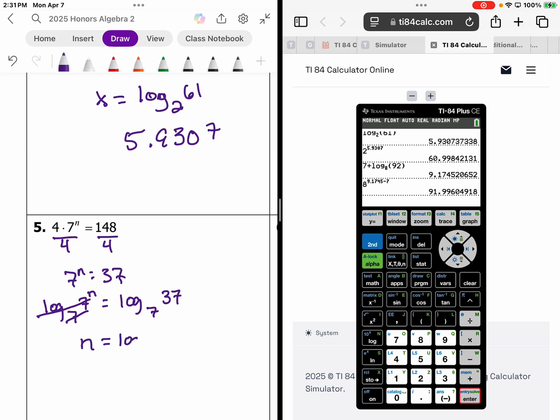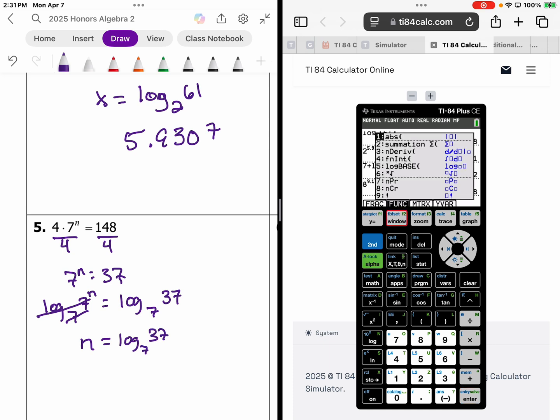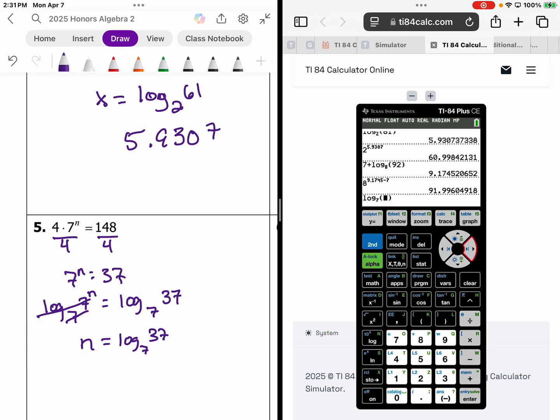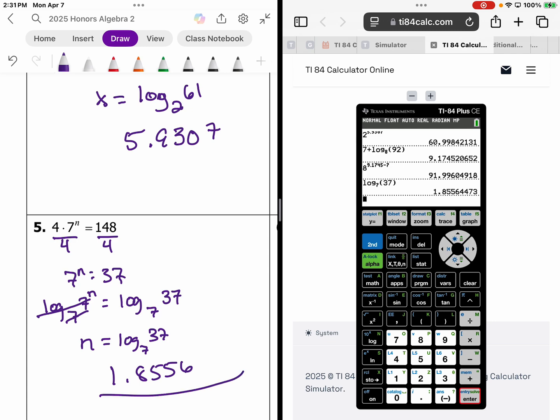And then now on the right side, I get to type that into the calculator. Alpha window, option 5, log base 7 of 37. 1.8556.